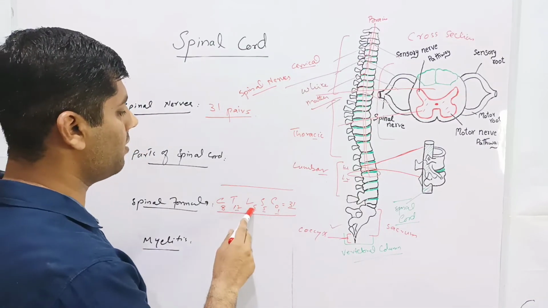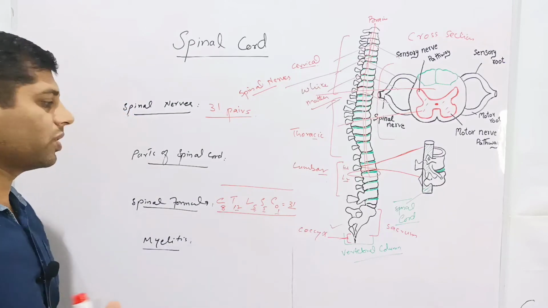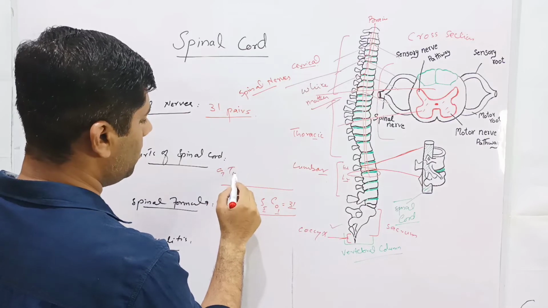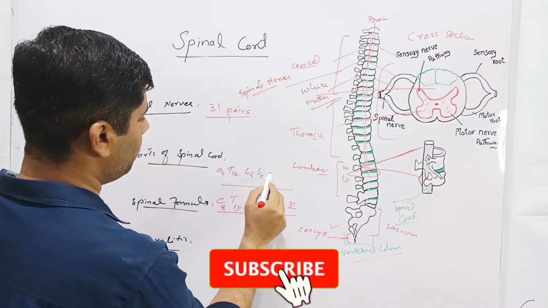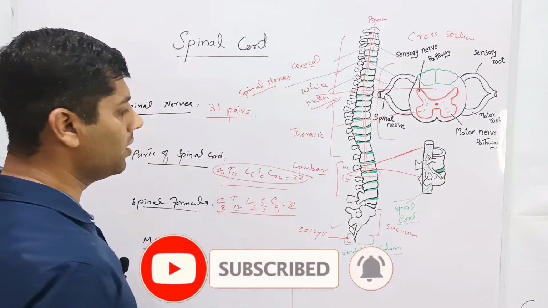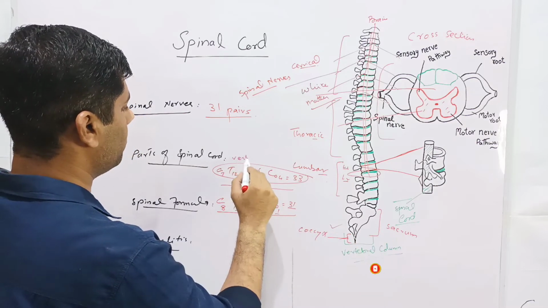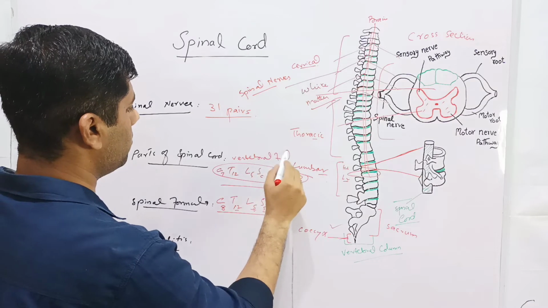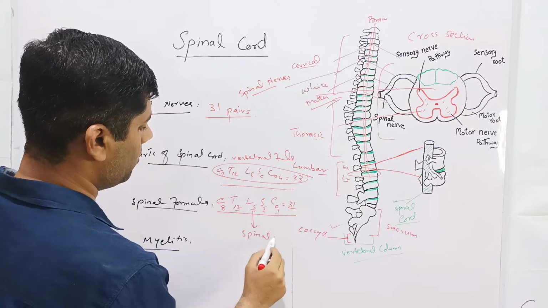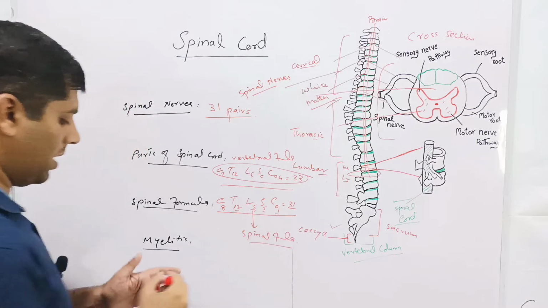If added up, these constitute the sum of 31 pairs of spinal nerves. So this is the spinal formula, while the vertebral formula had different notations: C7, T12, L5, S5, and CO4 is equal to 33. That was the vertebral formula, and this is the spinal formula. So both of these formulas have importance.